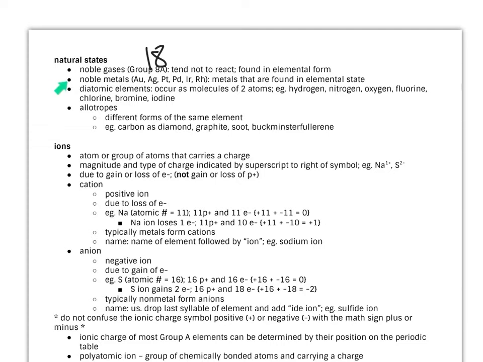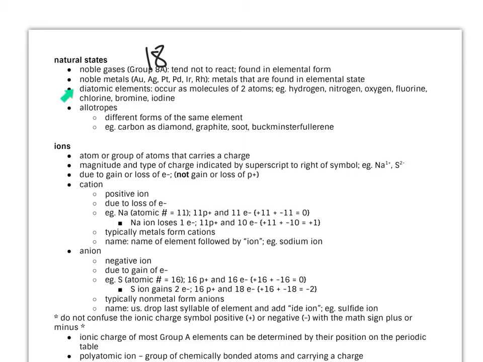What we call the noble metals, which are gold, silver, platinum, palladium, iridium, and rhodium. And these are some of the only metals that are found in the elemental state. Okay? Meaning you can find hunks of gold, hunks of silver, hunks of platinum just laying around in nature.